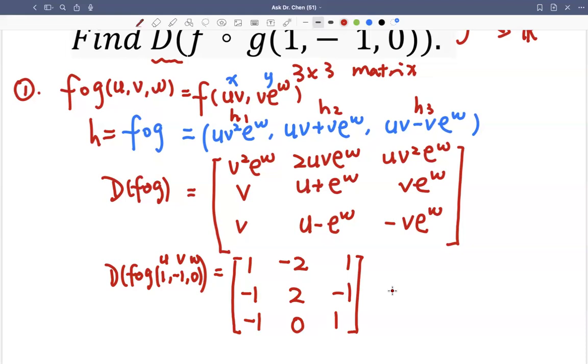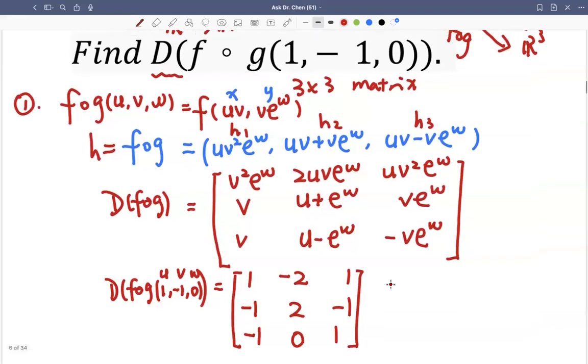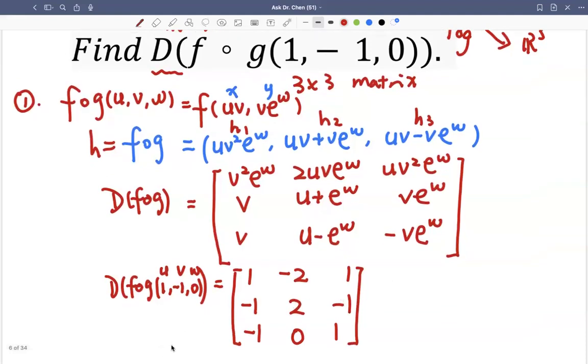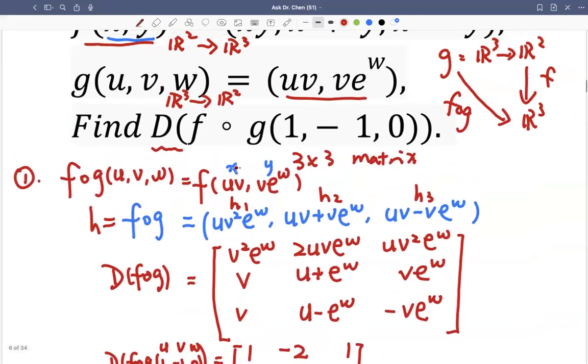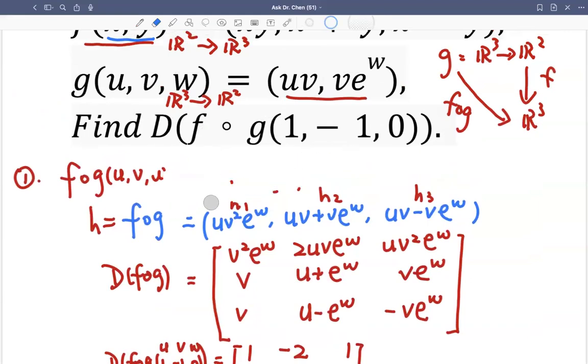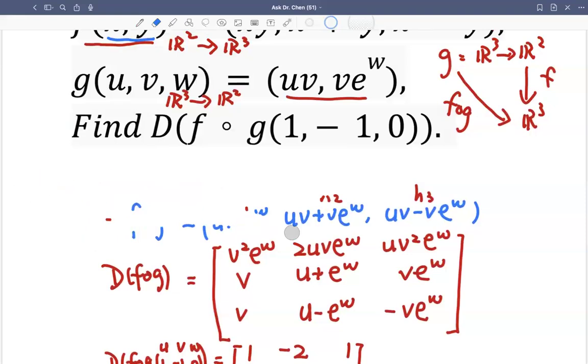So this would be the first method. Now let's try the second method. In the second method, we use the property of the derivative of composition functions, which equals the product of the derivative of f, taking g as input, multiplied by the derivative of g. Each one is a matrix, so we'll end up with a matrix multiplication. Okay, let's try the second method.